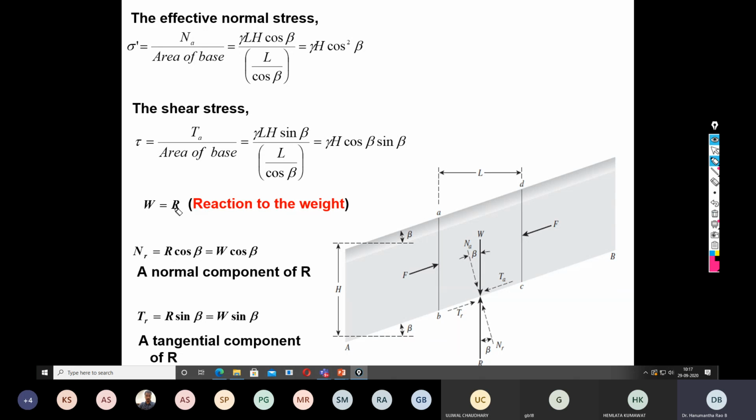So these are the normal stress and shear stress components determined from the weight of the soil sample. Similarly, you should also determine the reaction components, the shear strength components. TR is R sin beta, that is W sin beta, and NR is R cos beta, that is W cos beta.